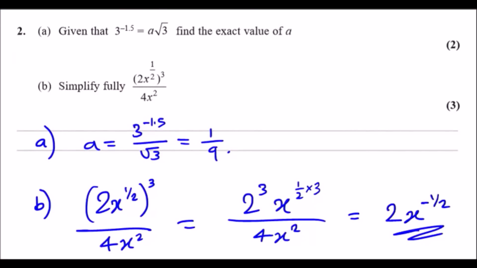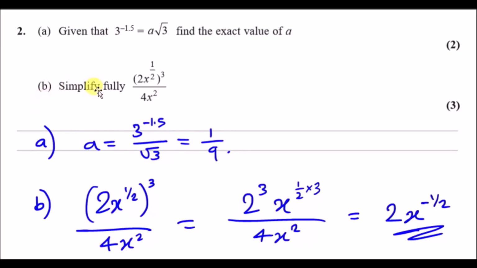So, question 2. Given that 3 to the power minus 1.5 is a root 3, find the exact value a. Now this is straightforward. All you do is make a the subject. So I just went ahead and divided root 3 across to something like this, and then put this in your calculator, because remember, P1 you can actually use your calculator this time, unlike C1. And then you get 1 over 9.